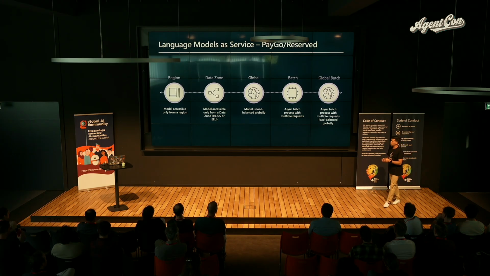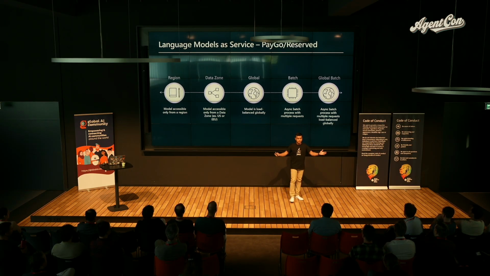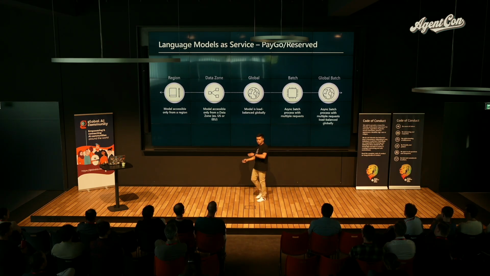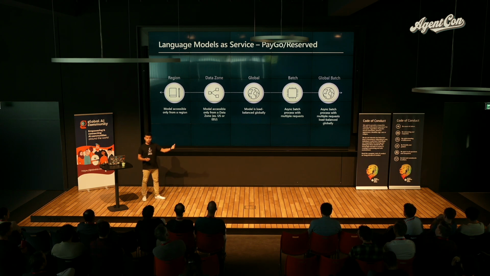Then comes the data zone. So if you're allowed to process your data across the EU or across the US, then you can select such a data zone. So even though your model is deployed on, I don't know, Germany, the data can still be processed across the EU region. So then you get a little bit of load balancing of your calls, and it will be a little bit faster, to be honest, than the region-based deployment.